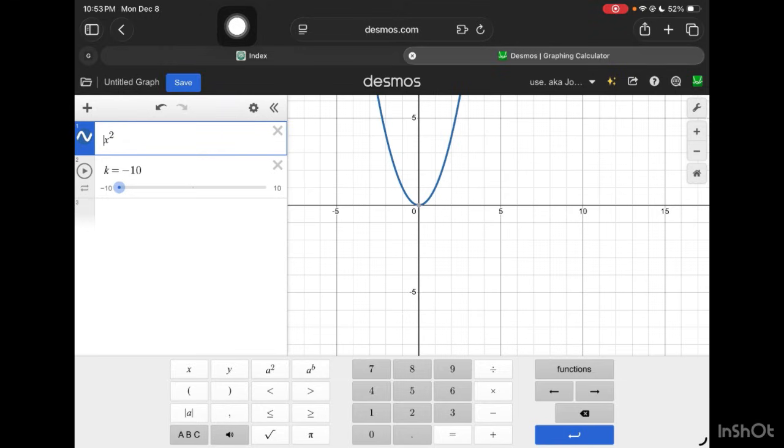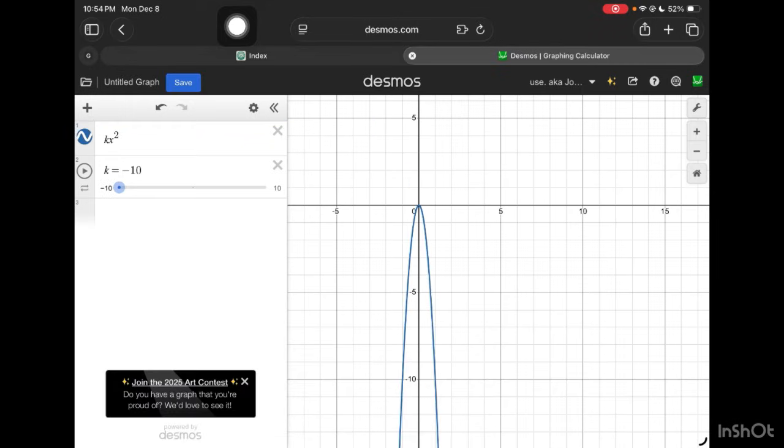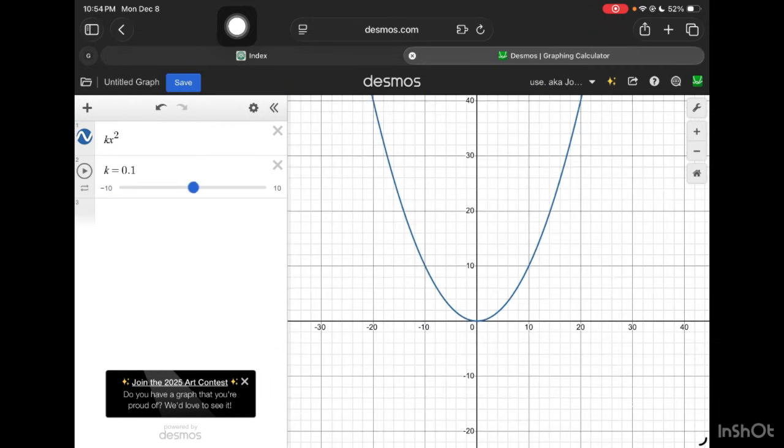What do you call this? The widening and the what do you call it? Compressing, or what do you call this? Thinning or stretching. So let's say this is only for positive.